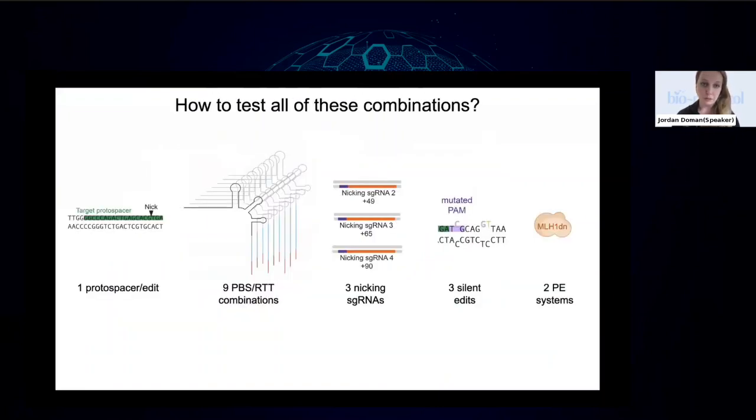So at this point, you might be thinking to yourself, okay, let's say I have managed to choose just one protospacer. I now have 9 PBS RTT combinations, maybe 3 nicking guides. Maybe I want to choose a couple different silent edits and maybe try with and without MLH1DN. This can become a very overwhelming matrix very quickly. But I think if you just do it layer by layer, and I'll talk about how our lab does this, it's actually possible to optimize all of these things without using a huge amount of resources or time or sanity for that matter.